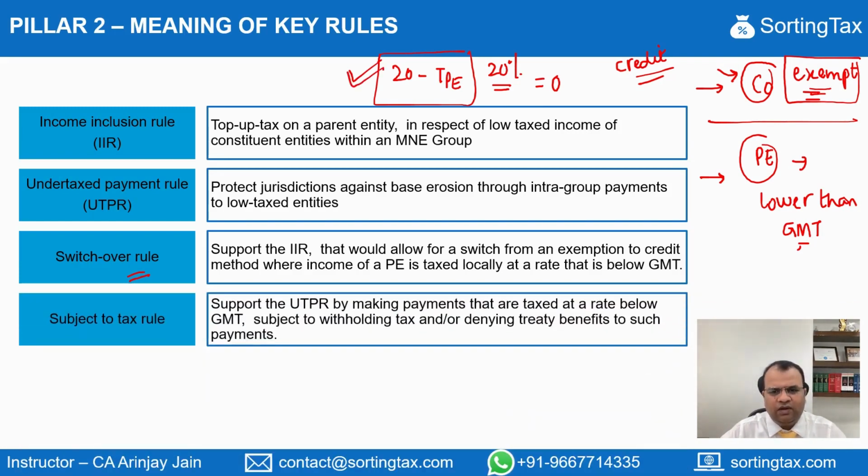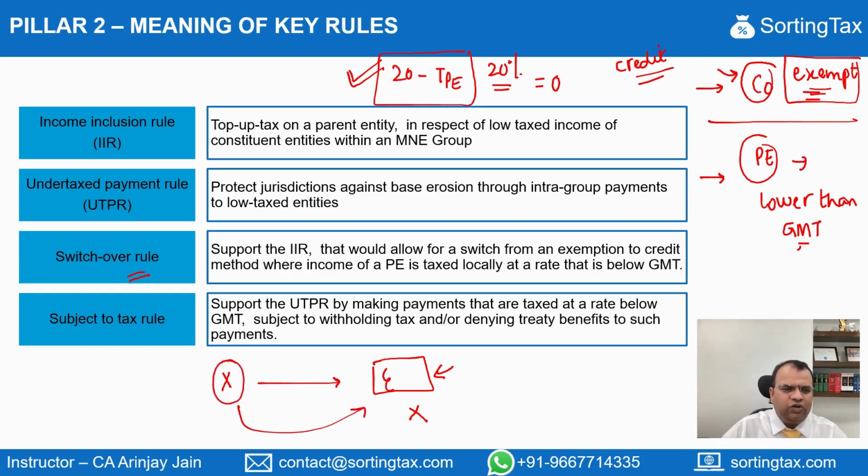Subject to tax rule, again, this is a simple one. This basically says that if a company makes certain payments to another entity, and this income is not taxed in the hands of this particular entity in the jurisdiction, in such a case, the exemption or the lower tax rate provided on these payments will not be applicable.